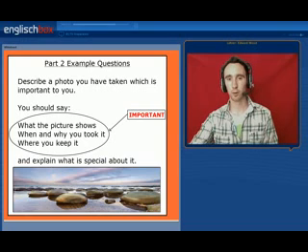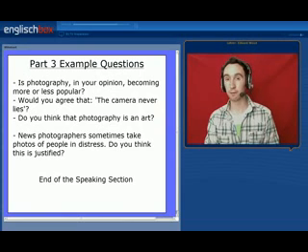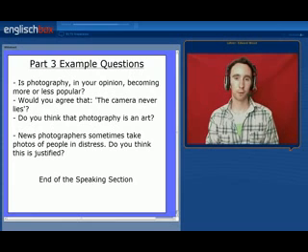Okay, again, quite a general topic that everyone is capable of talking about, and that general topic is followed up in part 3 by some more abstract questions. Here you're encouraged to talk more in depth and, more importantly, to give your opinions about certain subjects. So the example questions we have here: is photography, in your opinion, becoming more or less popular? Would you agree that the camera never lies? And do you think that photography is an art?